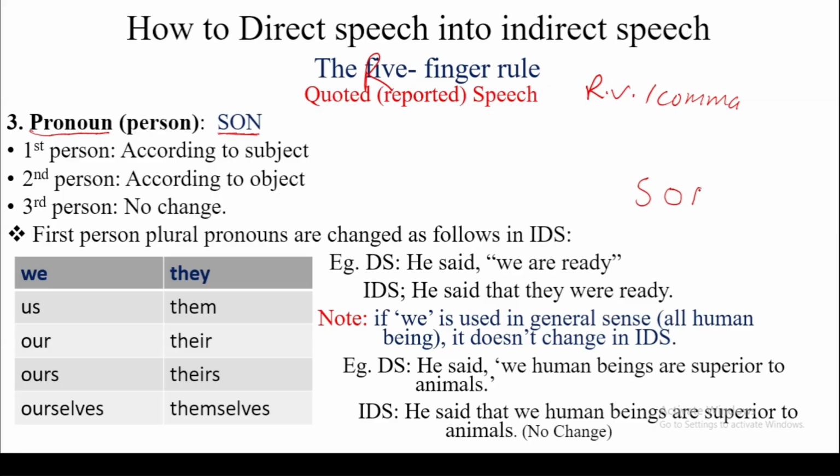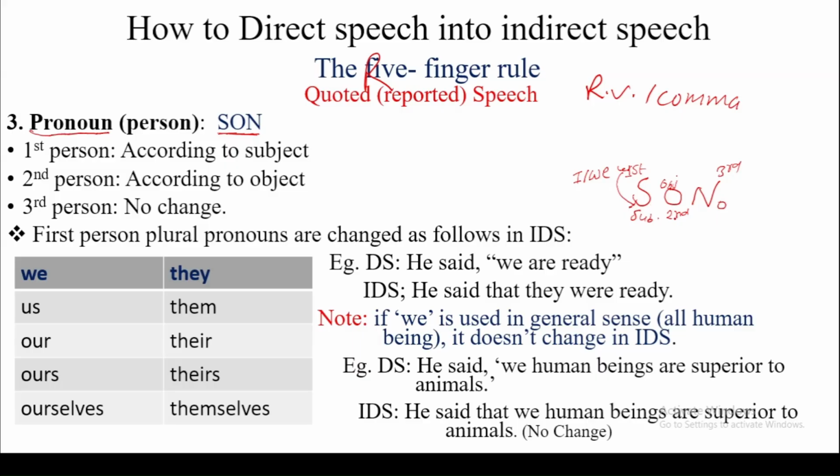As the word has three letters, S-O-N, S means subject, O means object, and N means no. S is the first letter, O is the second letter, and the third letter is N. So this rule means the pronouns of first person, like I and we, are changed according to subject.